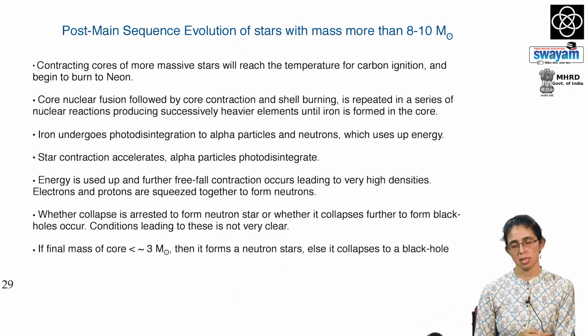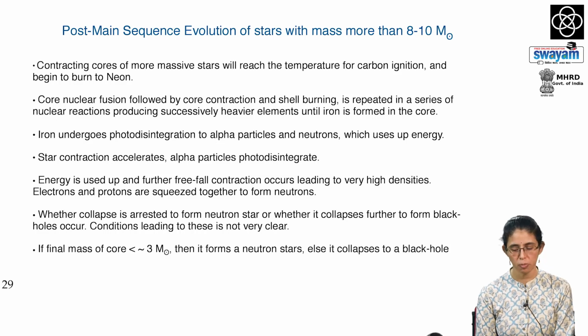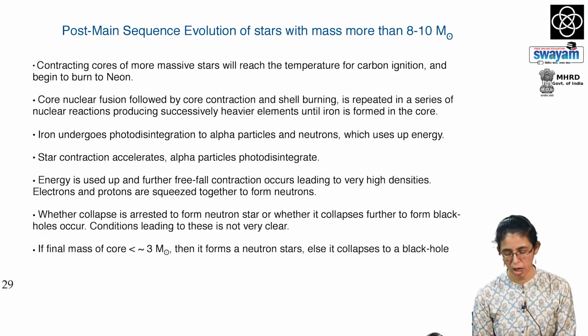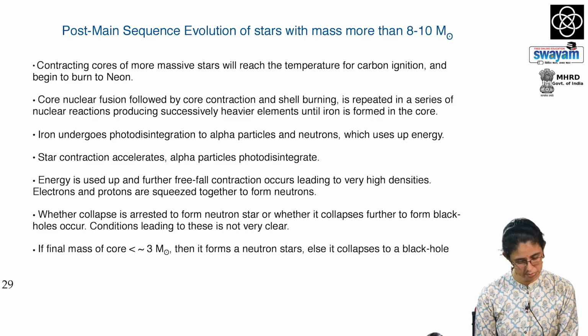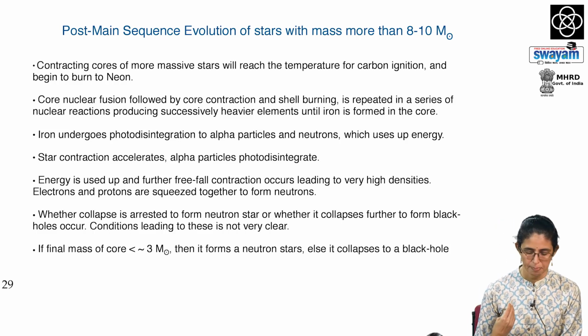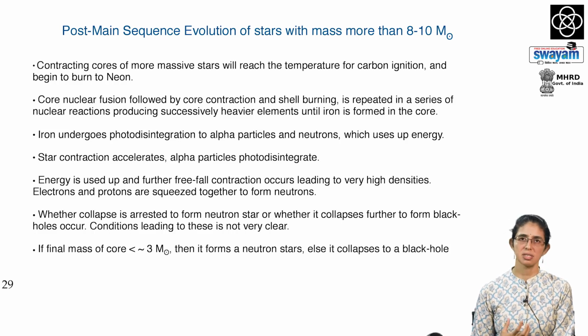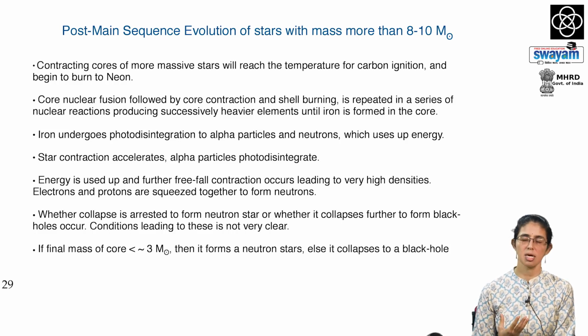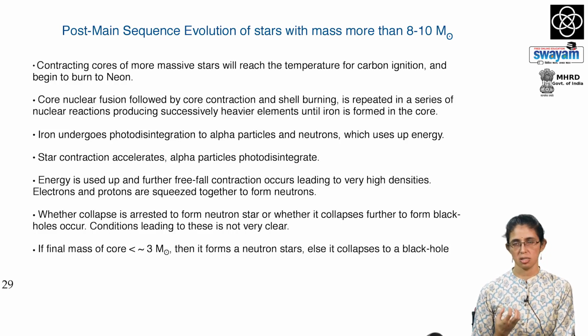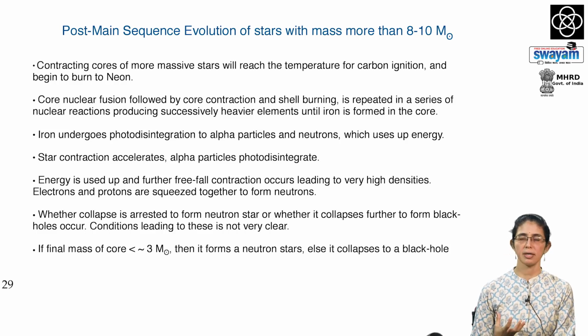And this slide explains what I had explained earlier, that the contracting cores of more massive stars will reach the temperature for carbon ignition to occur, neon ignition to occur, magnesium, silicon and so on till iron. What happens after iron is formed at the core? It is expected that it cannot undergo any more nucleosynthesis when it contracts because it is very stable, but as a result, collapse takes over, and as a result of this collapse very high densities and very high temperatures are reached.